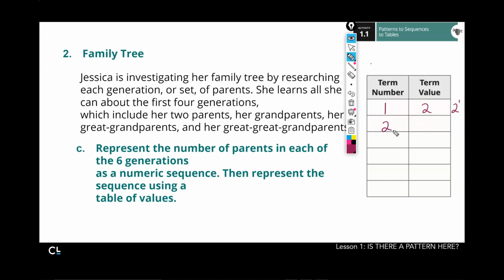My second term number, I said it was 2 to the second power, so that's going to be 4. My third set is 2 to the third power, which is 8. My fourth set is 2 to the fourth power, which is 16. My fifth term is 2 to the fifth power, which is 32. And then my sixth generation is 2 to the sixth power, which is 64.